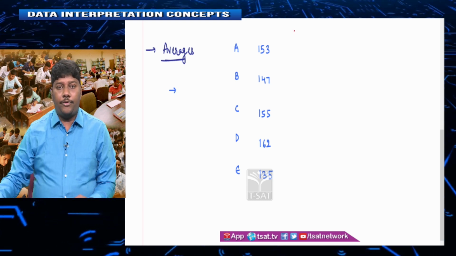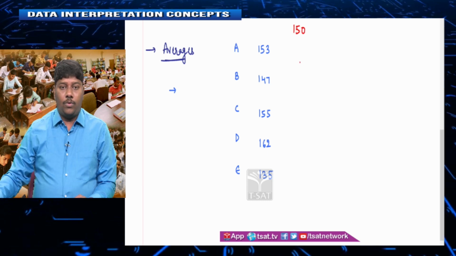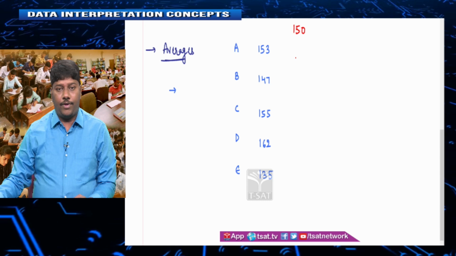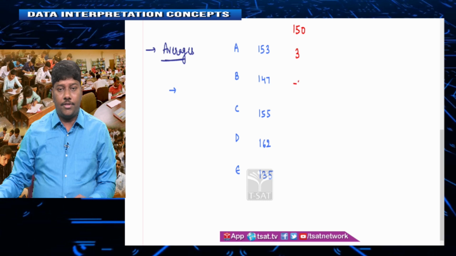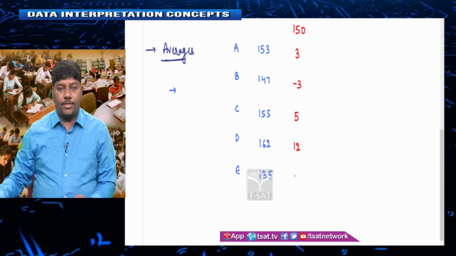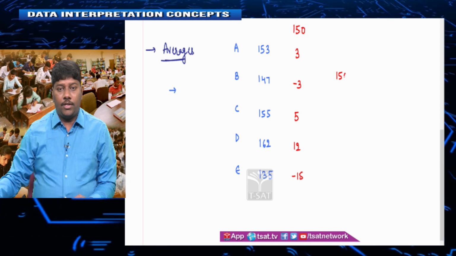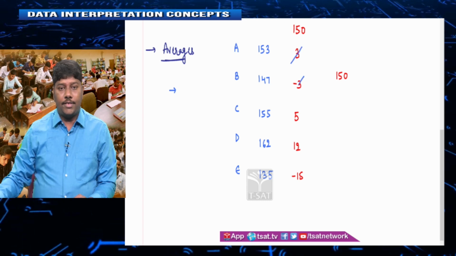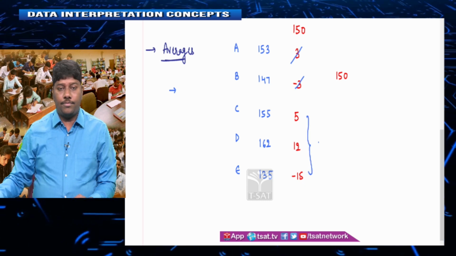I am assuming it as 150. Let the average be 150. Look here, subtract this 150 from each and every observation. 153 minus 150 is 3 here. This is minus 3. I am finding the deviations. So this is 12, this is minus 15. My assumption was 150. Now look at the deviations. What is the sum of deviations? 3 minus 3 get cancelled. 12 plus 5 is 17, minus 15 is plus 2.